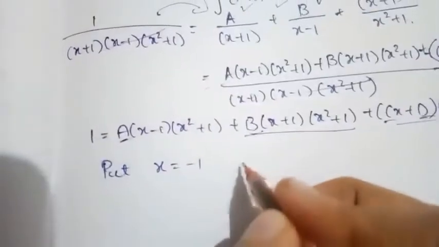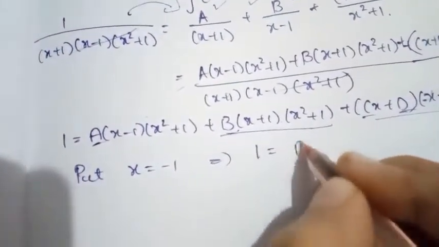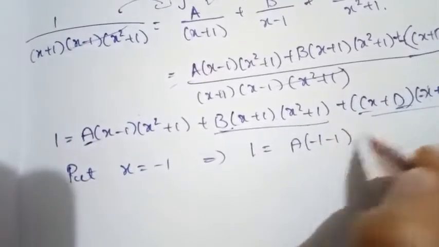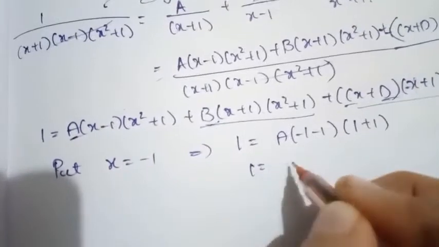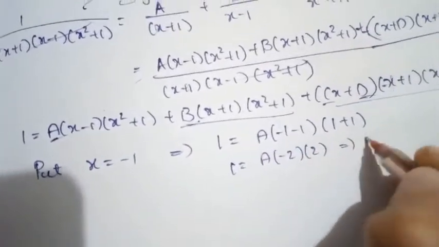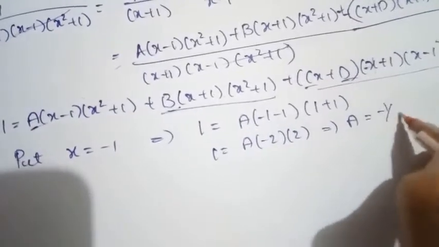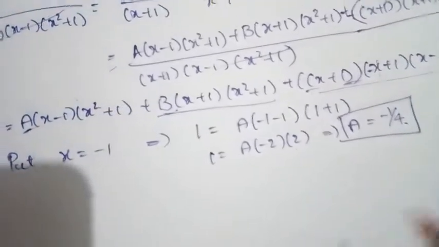So what happens, in the LHS we are not having x factor, 1 is equal to a into minus 1, and here it becomes 1 plus 1. So what happens, 1 is equal to a into minus 2 into 2. So the value of a is equal to minus 1 by 4. So we got the value of a as minus 1 by 4.